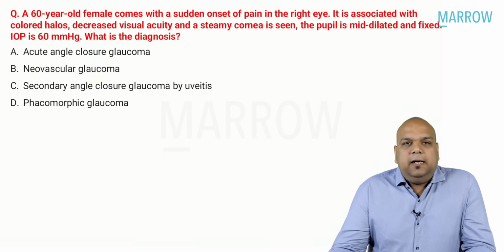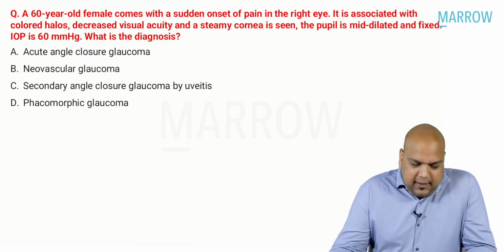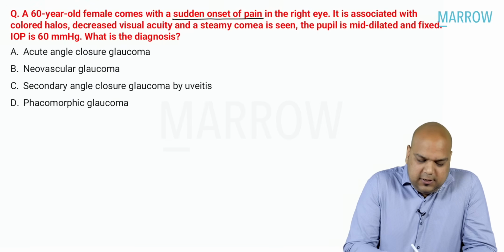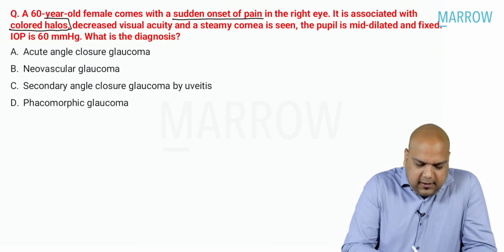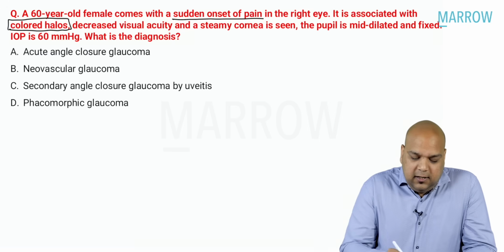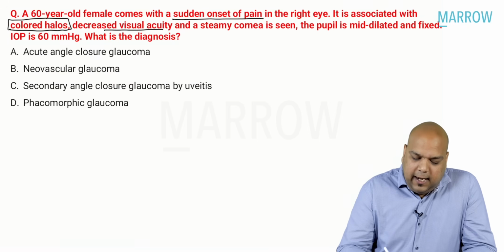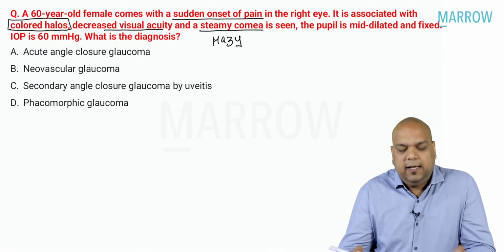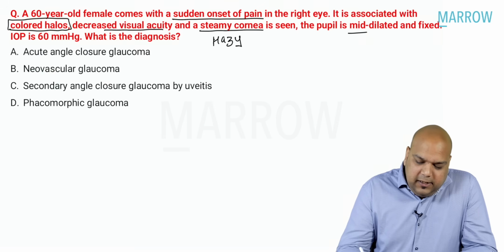Third question, again, a pretty direct, pretty easy question. A 60-year-old female comes with sudden onset of pain. It is associated with colored halos. I think this is the clinching diagnosis. Decreased visual acuity and a steamy cornea. Steamy cornea, basically, they are trying to say a hazy cornea. Just a different way of saying, I think. The pupil is mid-dilated and fixed.